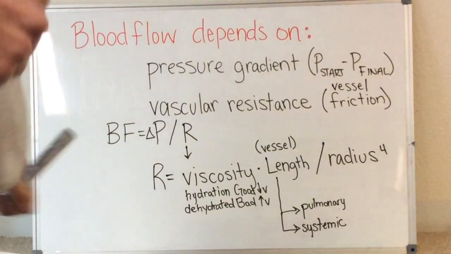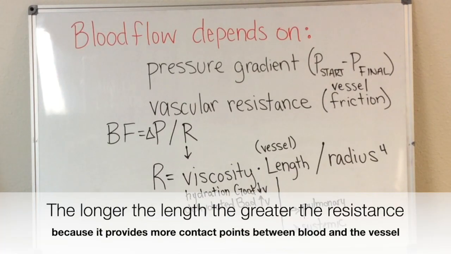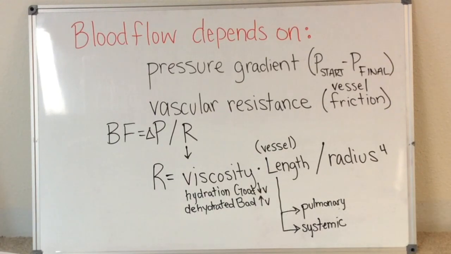The length of our vessels remains constant. The great example of this is comparing the pulmonary circulatory system versus a systemic circulatory system. The pulmonary circulatory system is much shorter compared to the systemic circulatory system. This means the pulmonary system has lower resistance compared to the systemic system. This is why our left ventricle has to create more pressure in order to overcome the length of the system.